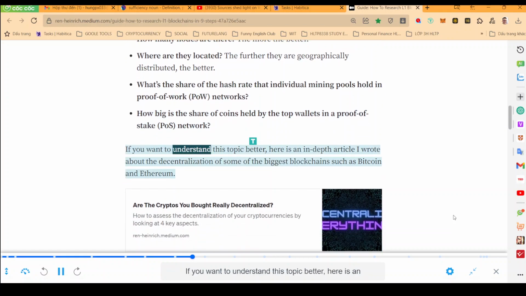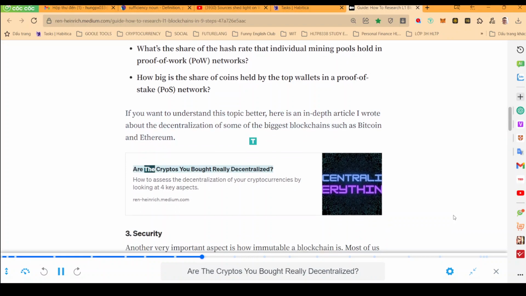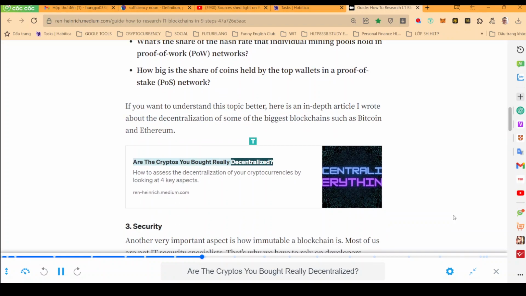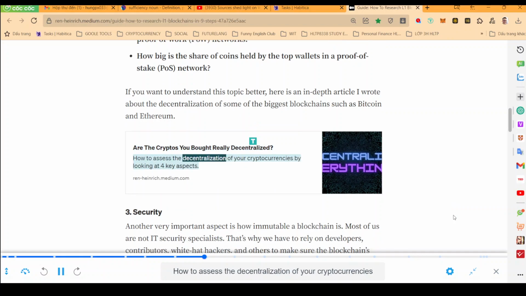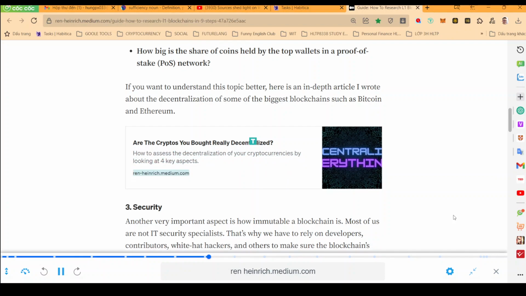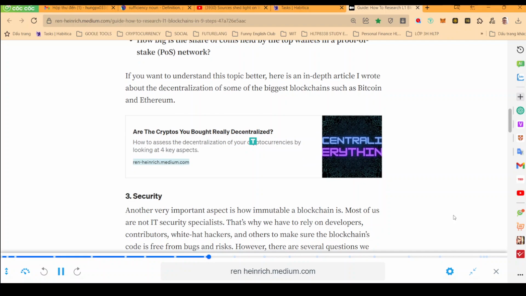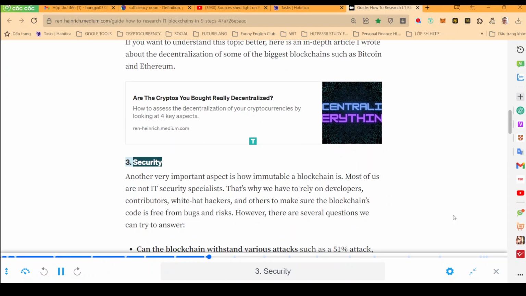If you want to understand this topic better, here is an in-depth article I wrote about the decentralization of some of the biggest blockchains such as Bitcoin and Ethereum. Are the cryptos you bought really decentralized? How to assess the decentralization of your cryptocurrencies by looking at 4 key aspects. Ren Heinrich, Medium.com. 3. Security.